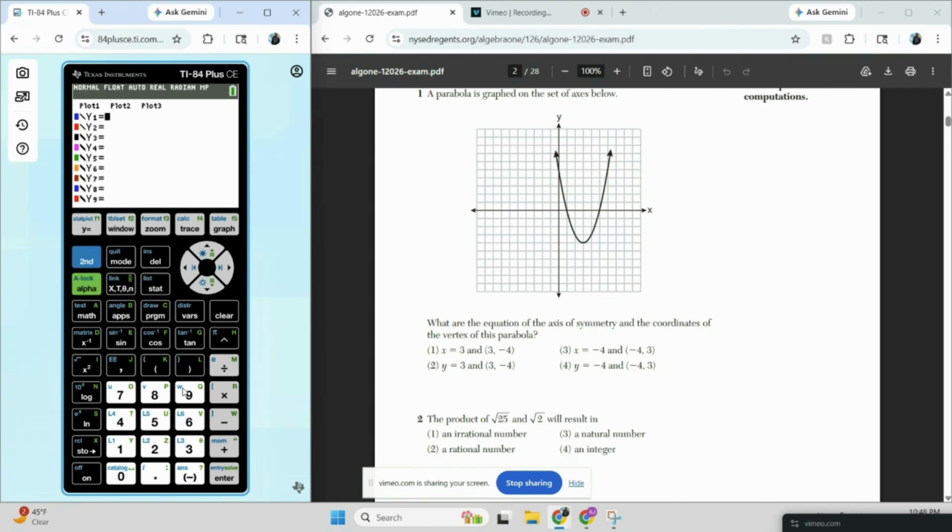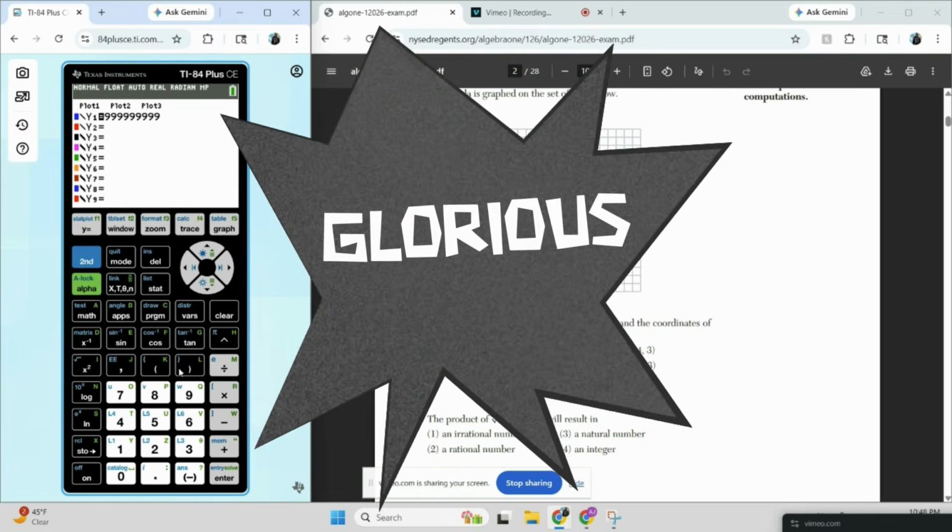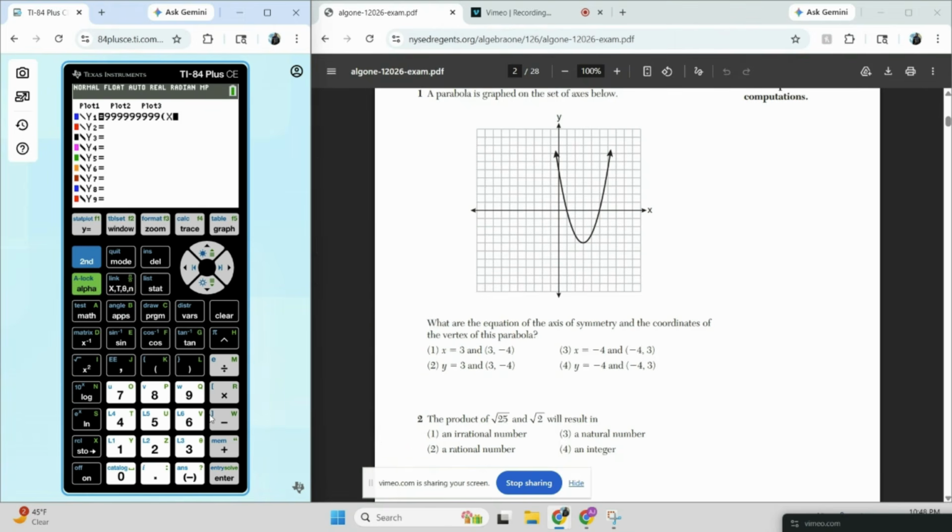You need the number 9 and you need it 9 times. 1, 2, 3, 4, 5, 6, 7, 8, 9. Now my first choice says x equals 3. So I am going to enter x minus 3. And when I go to graph, that will graph my vertical line. That's it. I look at it, that's my answer.